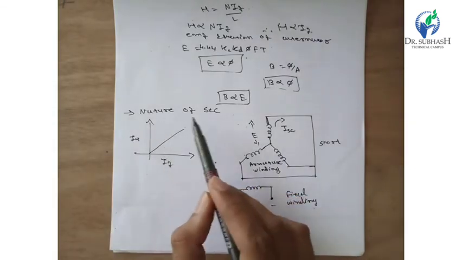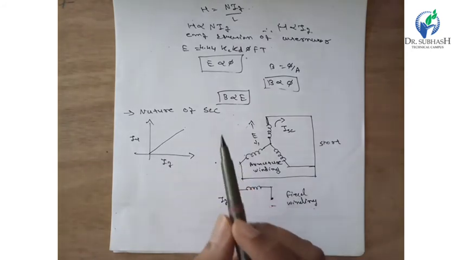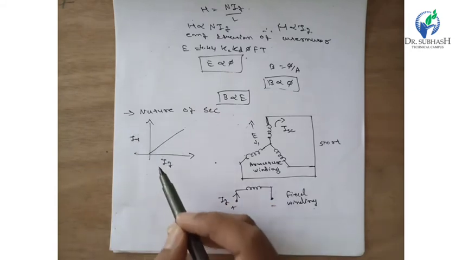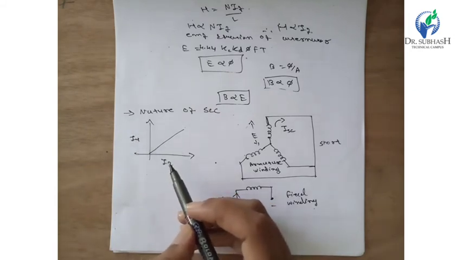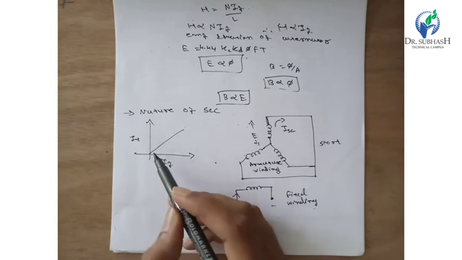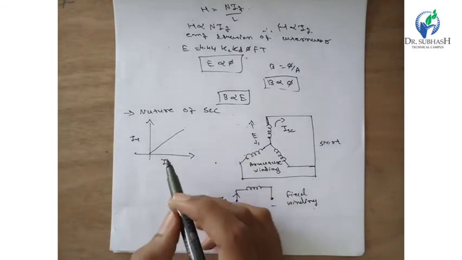Here is the nature of short circuit current. For the short circuit current, we draw the graph of the armature current versus field current. In a short circuit connection, as we also discussed previously, the armature current and field current are linear.